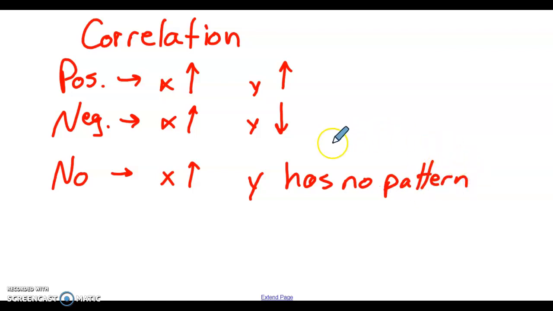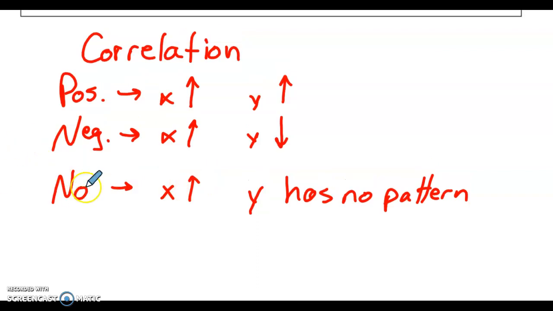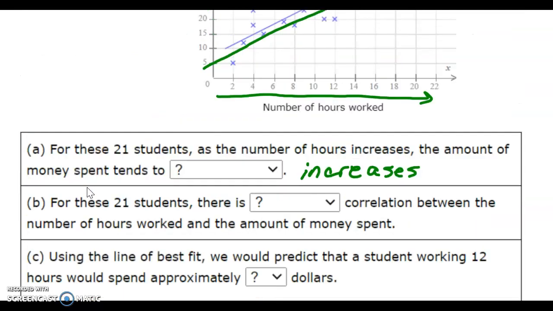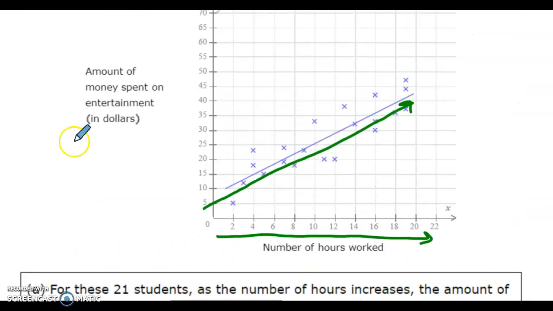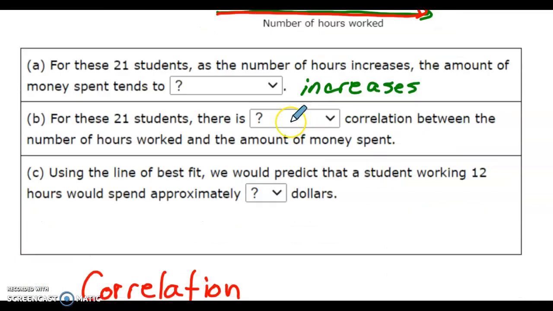Okay, we'll talk a little bit more about correlation as we go here. But when we're talking about correlation in this situation, as x goes up, we already established in part A that y is also going up. So if they are going up from left to right together, that would be a positive correlation.